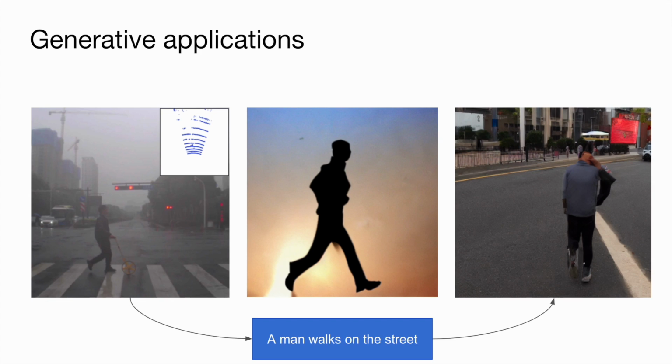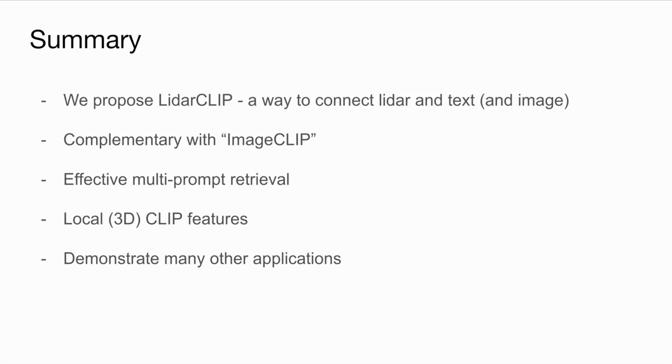In summary, we propose LidarCLIP, a way to connect LiDAR and text and images. We show that LidarCLIP is complementary with ImageCLIP for both retrieval and zero-shot classification. We demonstrate effective multi-prompt retrieval, where we query images and LiDAR separately to find very rare and very valuable training or evaluation scenarios. We show that LidarCLIP learns locally meaningful 3D features from only 2-dimensional CLIP supervision. And finally, we demonstrate a number of generative applications.